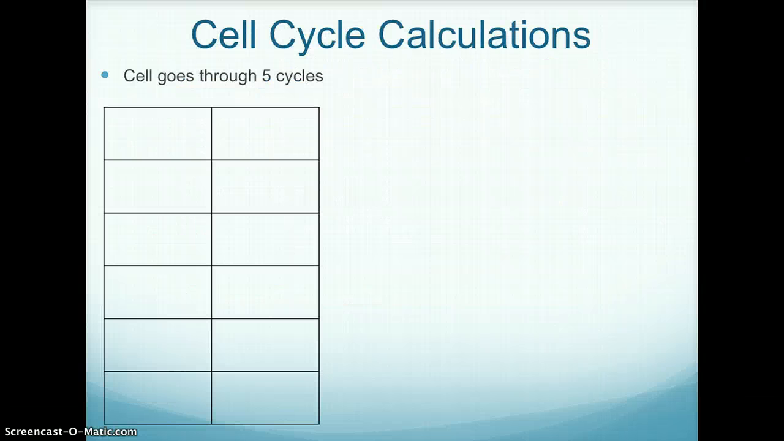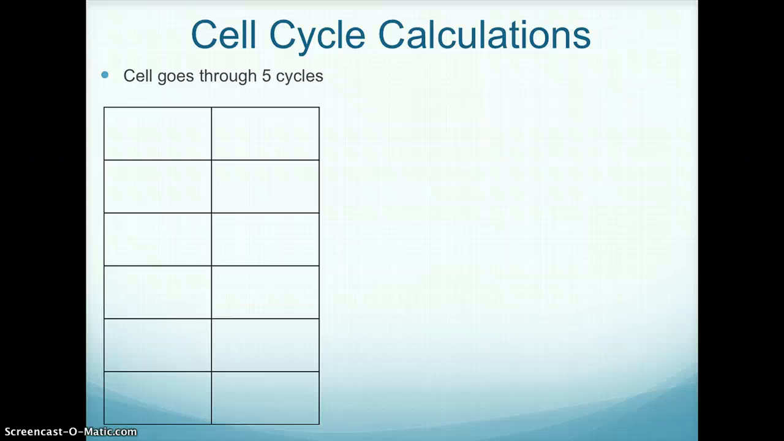When calculating how many cells are produced by a particular number of cell cycles, you may want to try to draw all of the cells that are produced. But this can be very messy and take a lot of time. There are 2 easier ways you can do this. The first way is to make a chart.